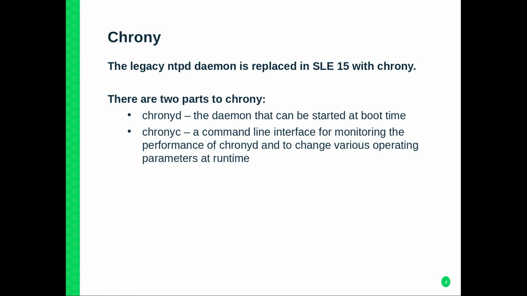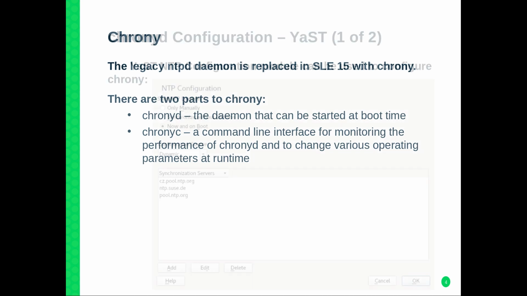One of them is the daemon chronyd, and that's what is started at boot time. And the second is chronyc, a command line tool for monitoring performance and tweaking and interacting and seeing what's really going on with your NTP protocol synchronization.